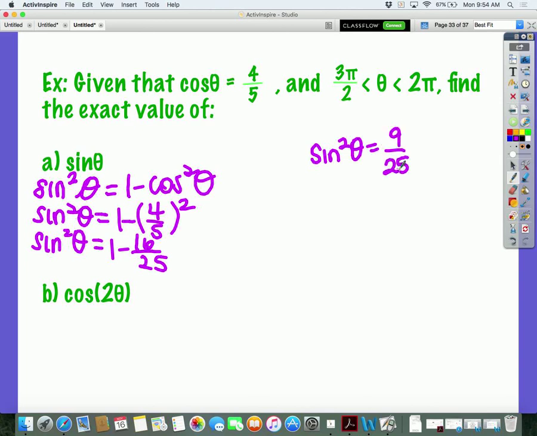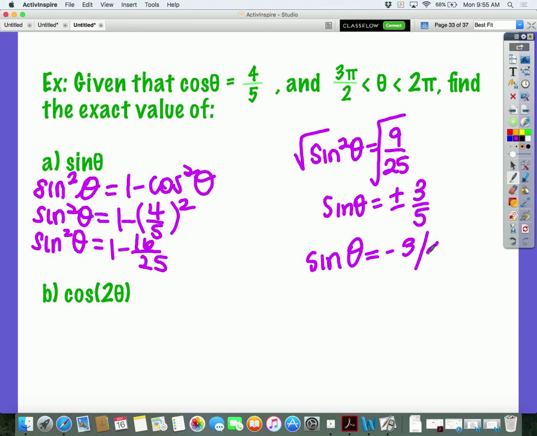And how do I get just sine theta by itself? And remember, whenever you take the square root in an equation, you always get plus or minus. In this case it's going to be 3/5. But which one is it? It's the negative one. And why? Because we're in the fourth quadrant, and because we're in the fourth quadrant, sine, which is the y values, is negative. Okay?